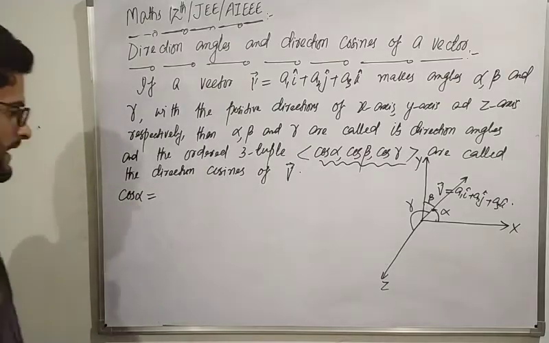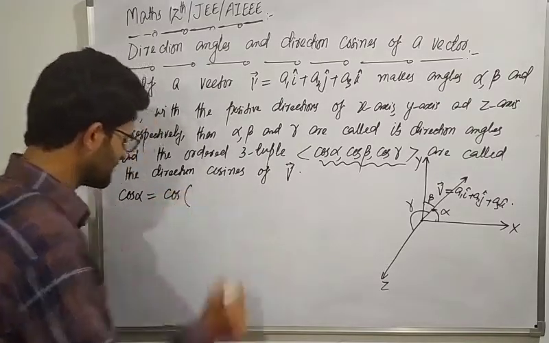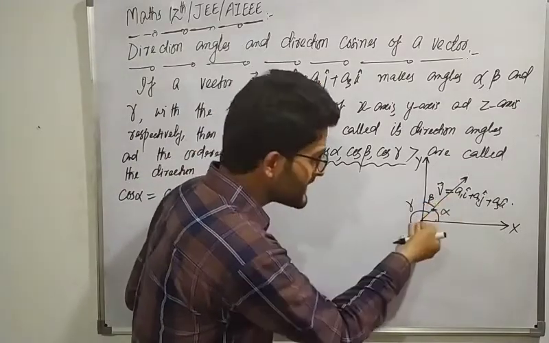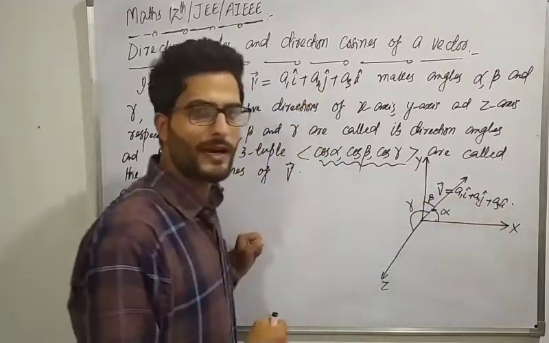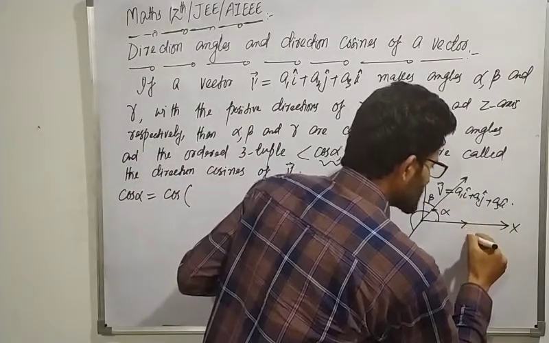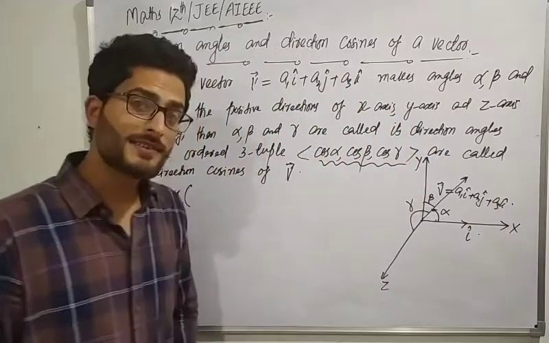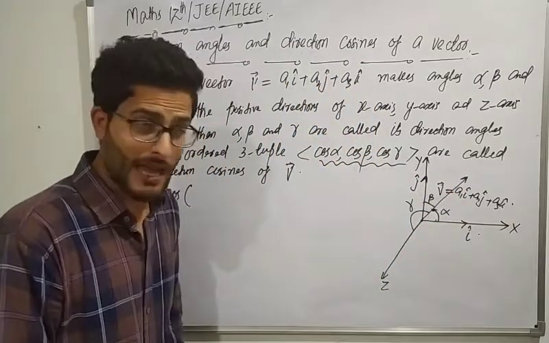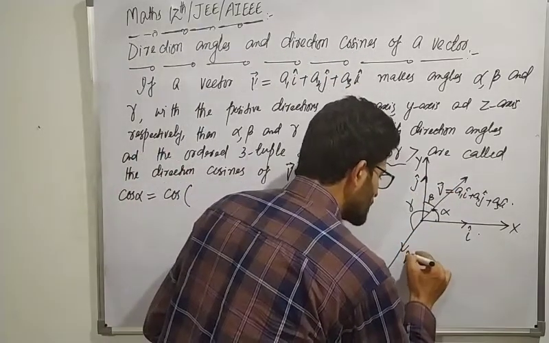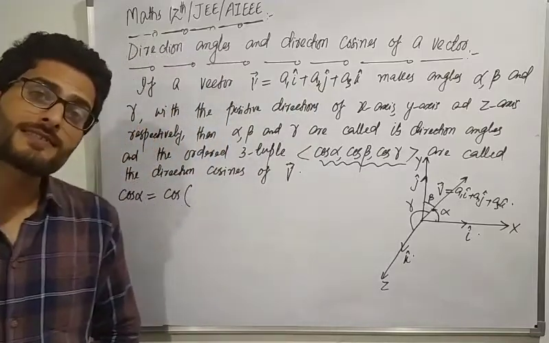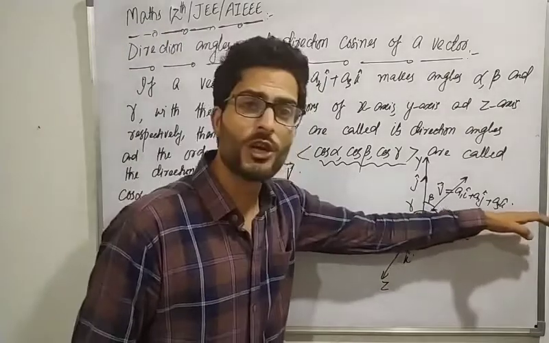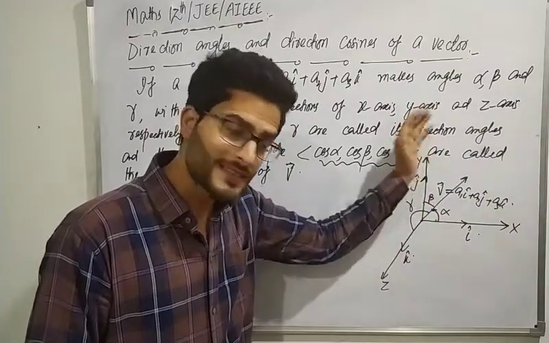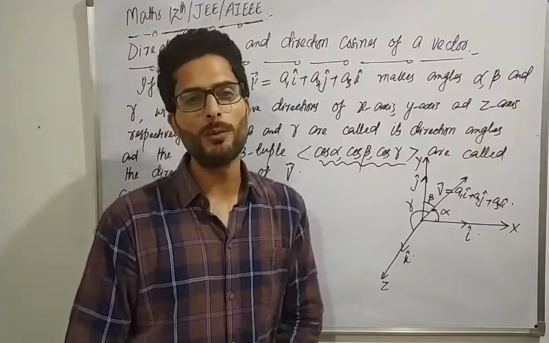So that's equal to cos alpha. Cos is cos. What is alpha? Alpha is an angle which the vector v makes with the positive direction of x-axis. But we know that the unit vector along the positive direction of x-axis is taken as i cap, the unit vector along the positive direction of y-axis is taken as j cap, and the unit vector along the positive direction of z-axis is taken as k cap. So, i cap is a unit vector along the positive direction of x-axis, j cap is a unit vector along the positive direction of y-axis, and k cap is a unit vector along the positive direction of z-axis.